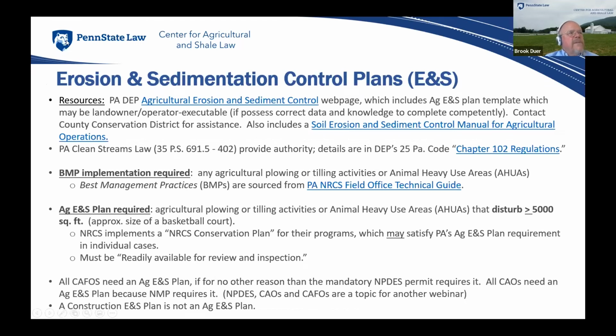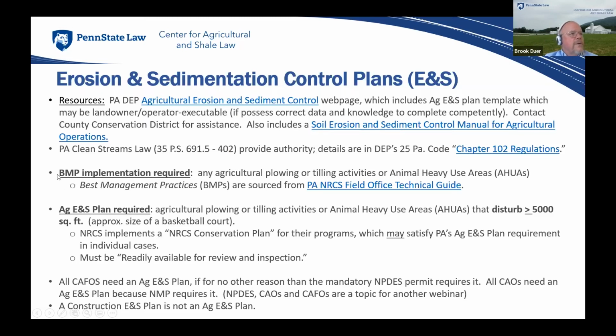Okay, so now we talked about the UCC, and that's the hot issue there. Let's talk about E&S plans, erosion and sedimentation control plans. This is a basic thing that I would have loved if someone had explained to me when I was a young lawyer, and even not that many years ago when I didn't really understand it all that well. So the place to go to get your resources is DEP's page called Agricultural Erosion and Sedimentation Control. They have a great thing called the Soil Erosion and Sediment Control Manual for Agricultural Operations. And the Chapter 102 regulations are the source of all the E&S control provisions.